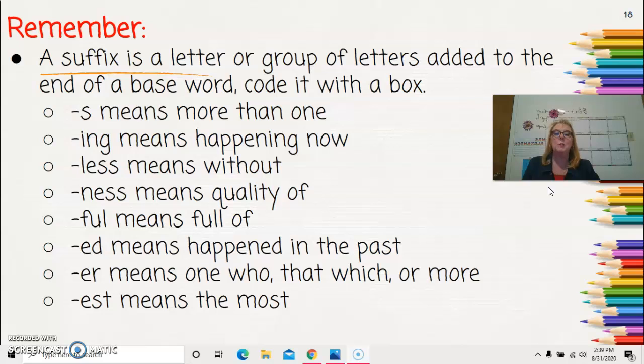So let's remember, this suffix is a letter or a group of letters added to the end of a base word. We're going to code it with a box. Consonant suffix s means more than one. Vowel suffix ing means happening now. Consonant suffix less means without.